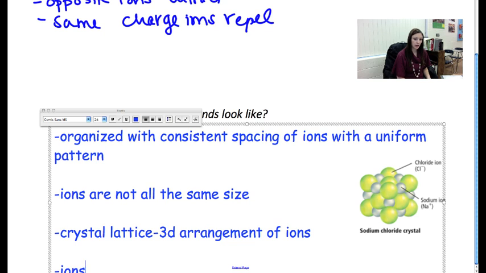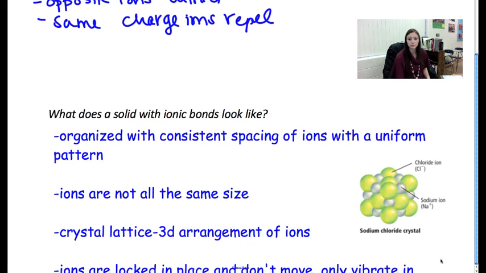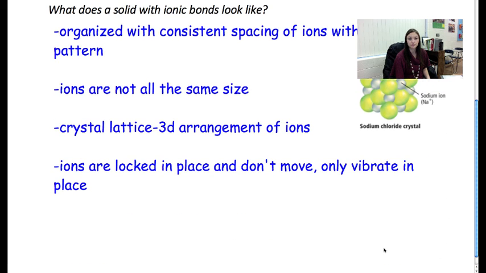Now these ions are locked in place and don't move. They'll only vibrate in place. So that is what an ionic bond looks like. If I'm going to look at a grain of salt really, really close up, you will see these repeating patterns of chlorine and sodium ions, and they'll be stuck together in a very uniform pattern.